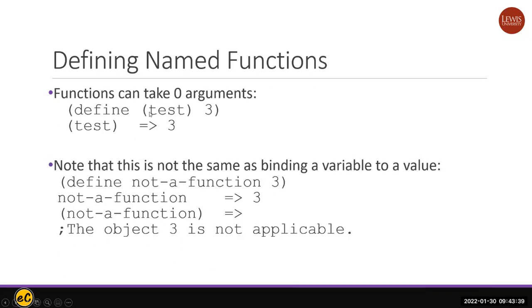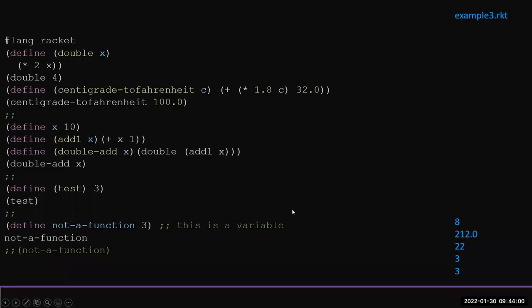So we can define test 3. This one, test, has no parameter, and when you run test, you will return 3, no matter what parameter it is. Then define not-a-function as 3. Not-a-function is actually available, so you do this and you get 3. But if you evaluate not-a-function as a function, you don't get it. So these are the sample code. You can find it in example 3, in our lecture sample code.